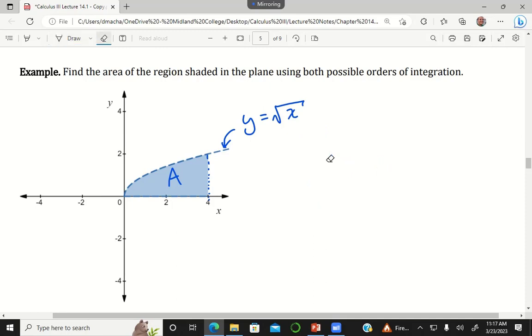But I think the point of this chapter in the textbook is to describe these areas in the xy plane using double integrals, and so that's what we're going to do.